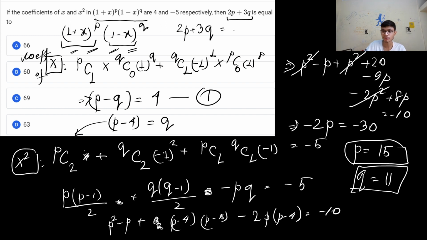2p plus 3q is equal to 2 times p, which is basically 30, and 3 times q, which is basically 33. So from this I will get the value of 63. So from this I will get the value as 63, which is basically option number D.